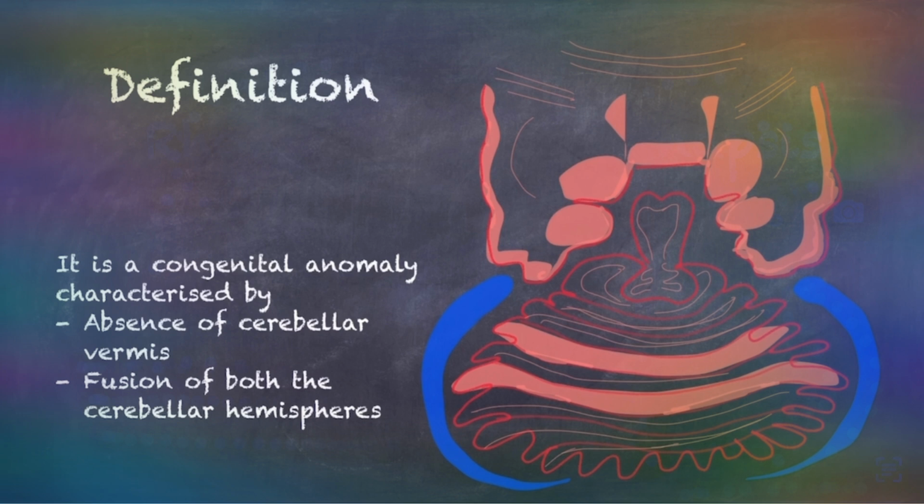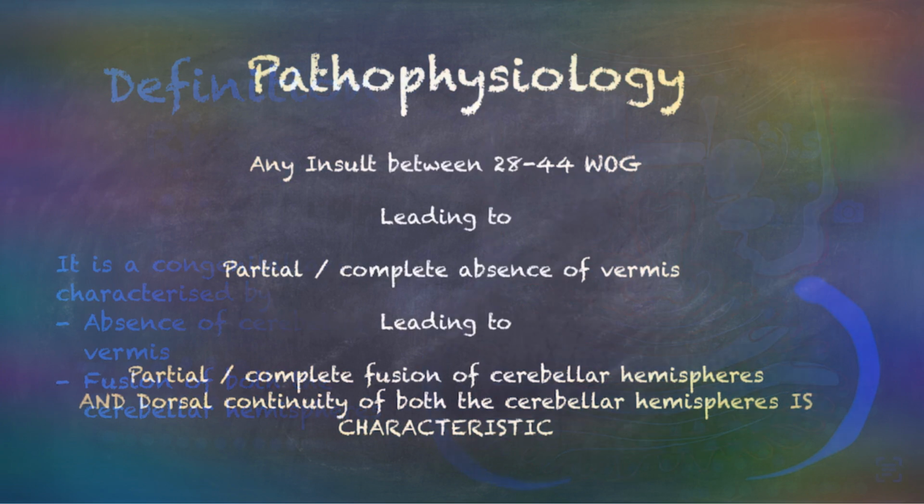There should be a structure called the vermis in the midline of the cerebellum, which is the midpoint of the cerebellar hemispheres, where both the cerebellar hemispheres attach. But here the vermis is absent, which in turn will lead to fusion of both the cerebellar hemispheres. Look, you can't delineate that there are two hemispheres in this picture. You are only able to see a single structure in the posterior fossa. So this entity is called Rhombencephalosynapsis.